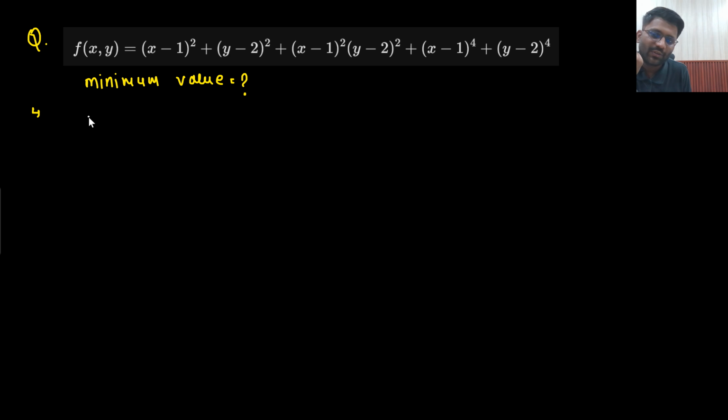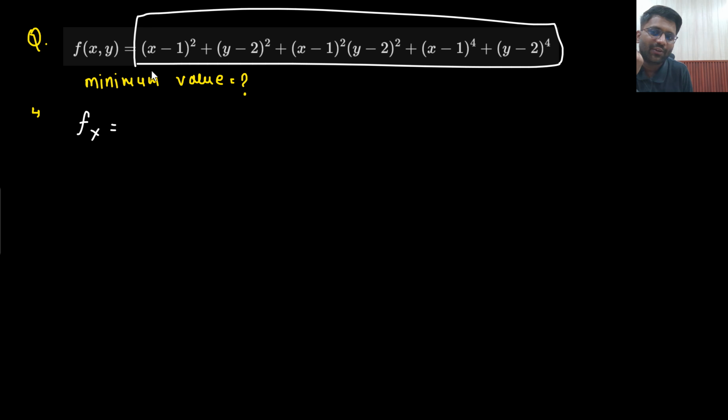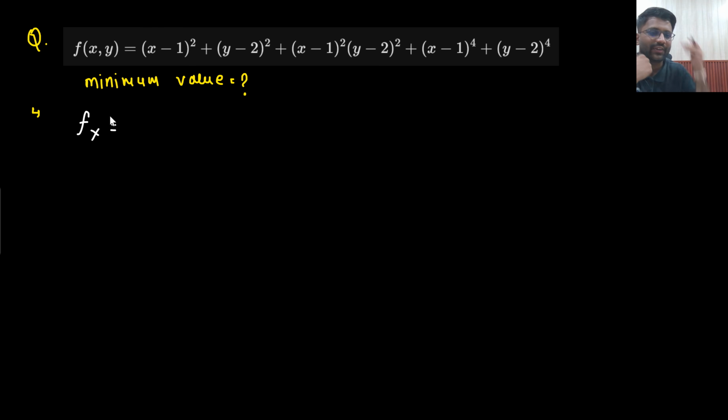Let's follow the process. What will be the value of fx? So needlessly in the examination they will give very large expression and you will feel like, sir, oh, I will have to do fx, fy, but minimum value of this will be 0, where it would occur at x equals to 1, y equals to 2, job done. That's it, that's the answer.